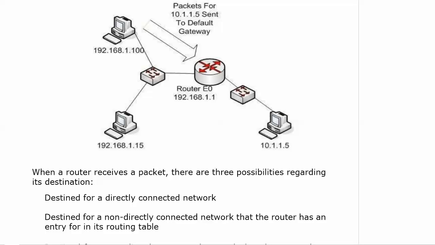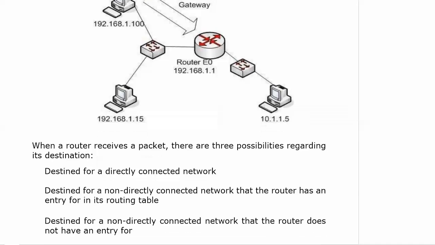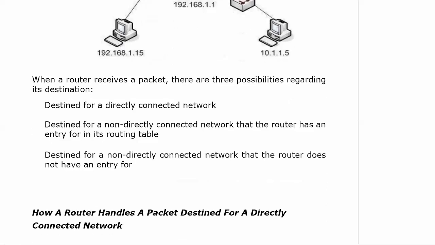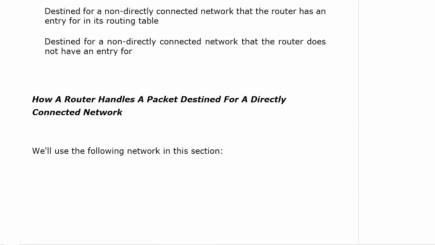So at this point, there are three possibilities regarding the destination. They're either destined for a network directly connected to the router. Or they could be destined for a non-directly connected network that the router has an entry for in its routing table. Or it could be destined for a non-directly connected network that the router does not have an entry for. And I want you to see all three of those scenarios. First off, with how a router handles a packet destined for a directly connected network.